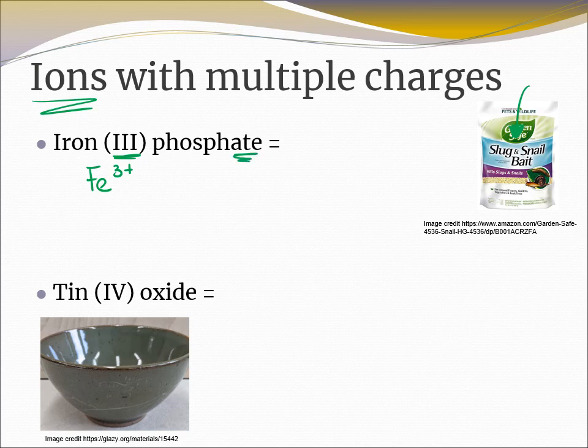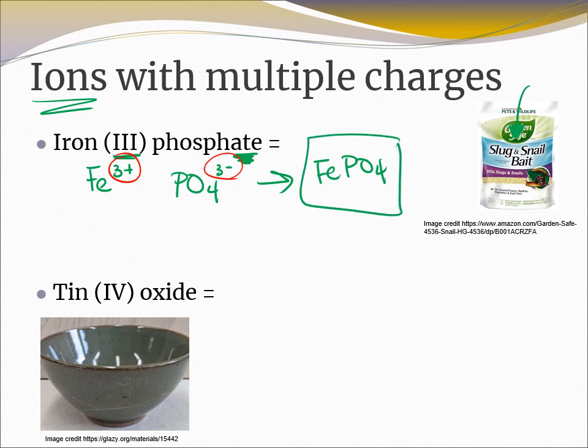Phosphate, it ends in an -ate, so it's a polyatomic ion. I'm going to look at my list of polyatomic ions. Phosphate's formula is PO4 with a -3 charge. Something magical is happening here. Look at my charges, +3, -3. They balance out. I don't need to scale anything up. Our final formula is going to be FePO4. That's it, just one of each of those guys. Those charges balance out. Remember, we don't put the charges in the final formula.